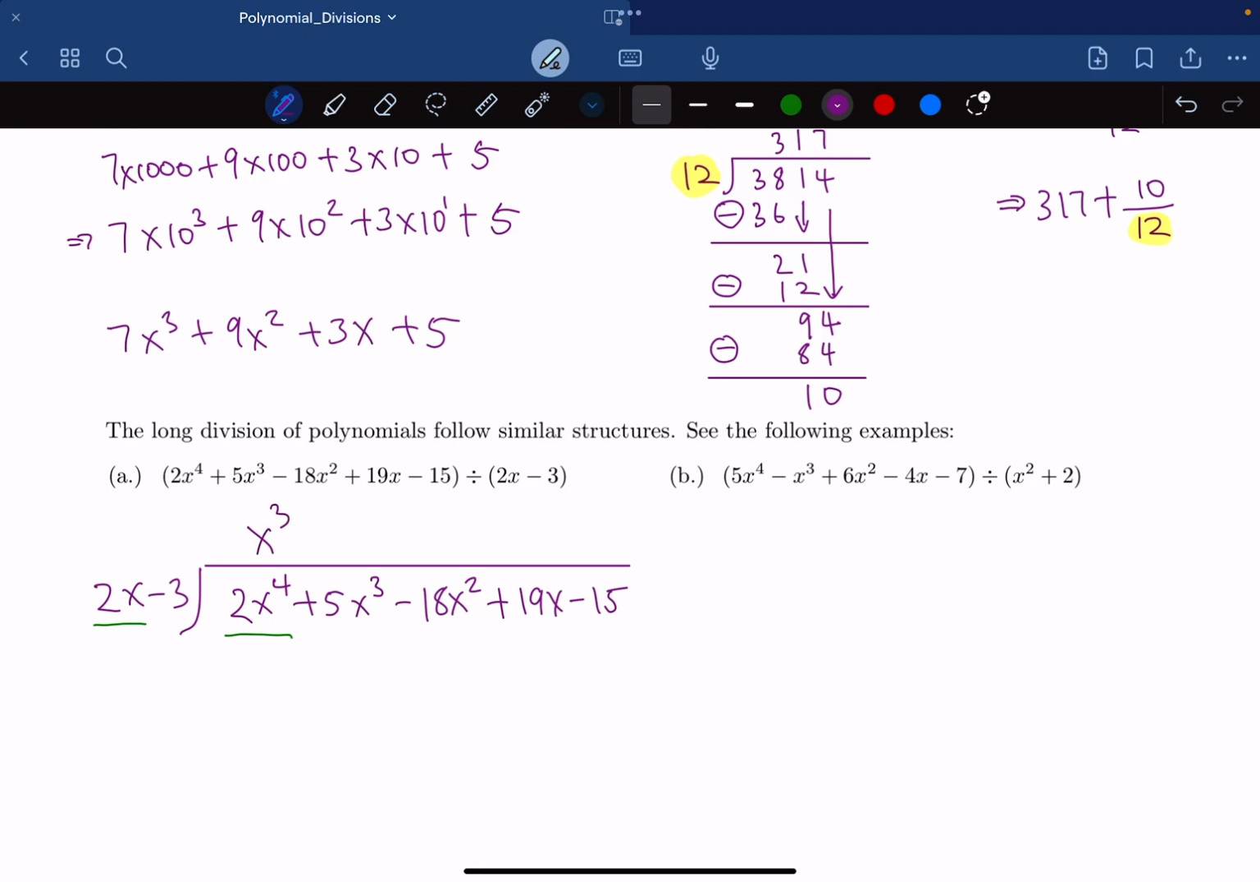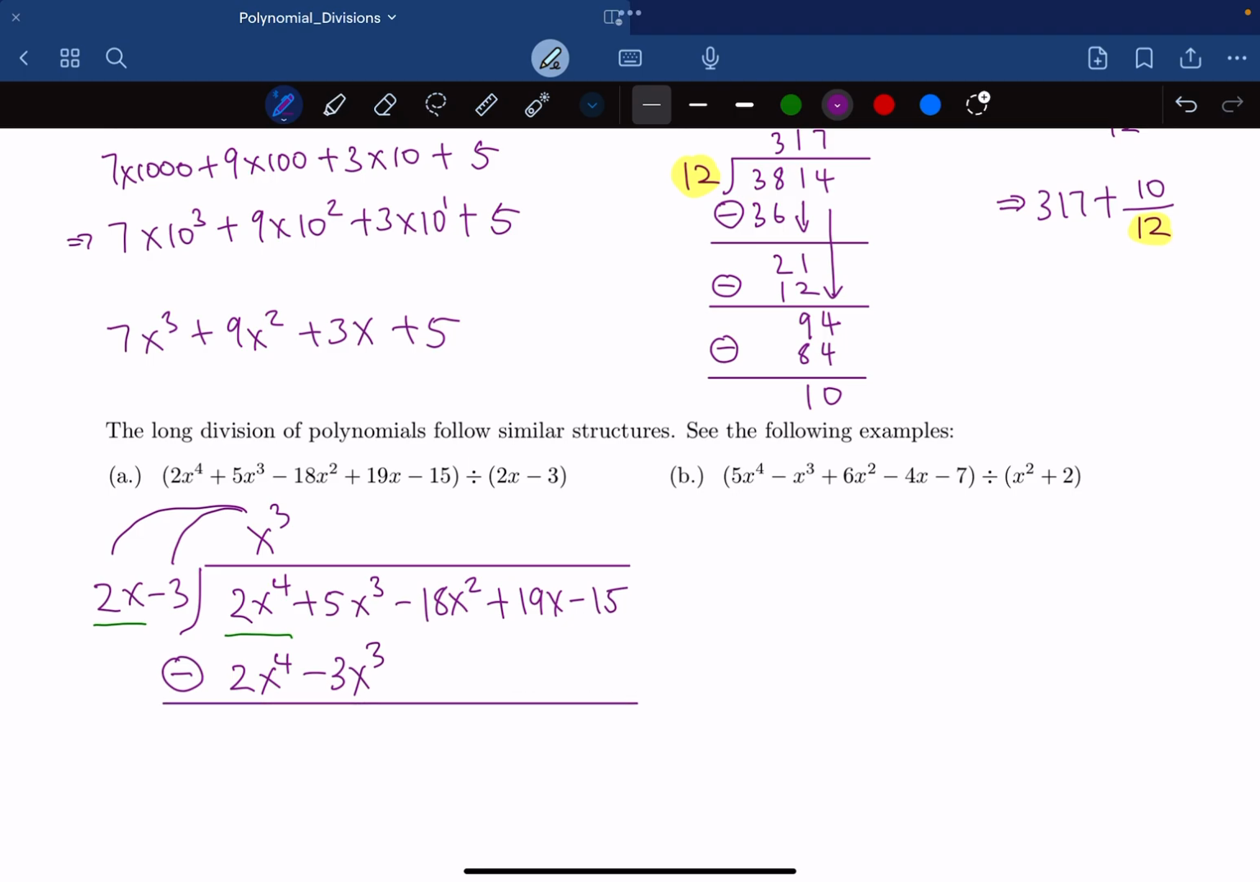Once I make that decision, I then take this x cubed and multiply it to all terms of my divisor. So x cubed times 2x is 2x to the fourth. X cubed times negative 3 is negative 3x cubed. And then just as before, I'm going to subtract.